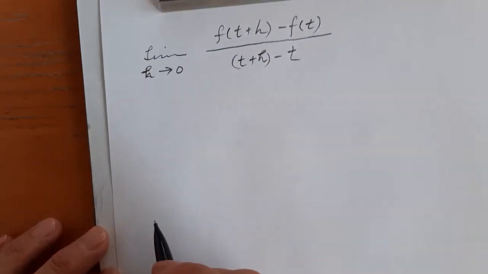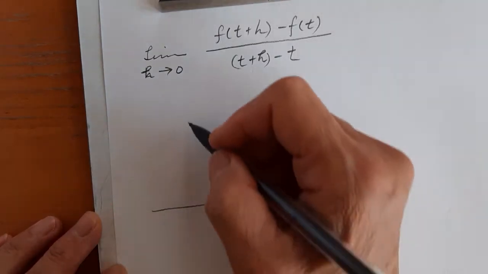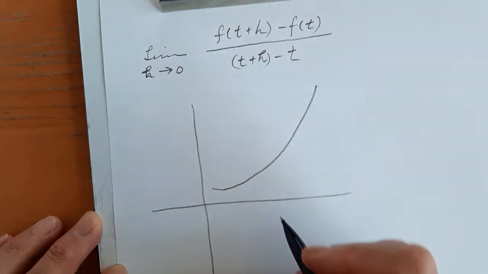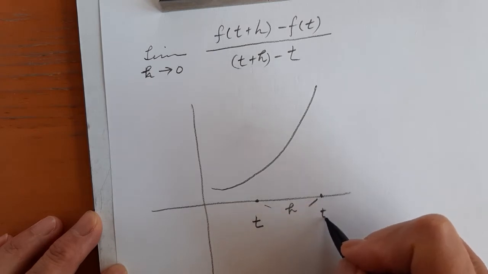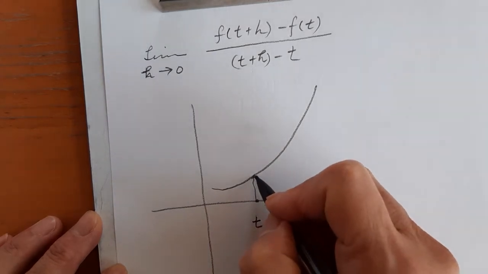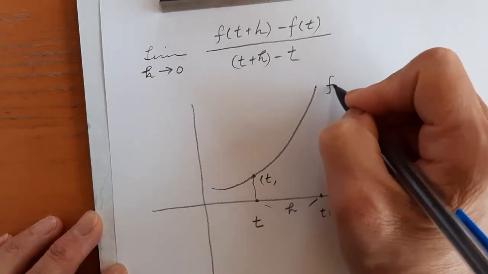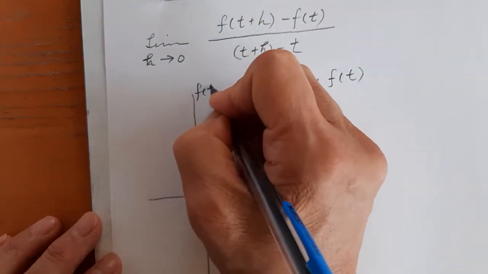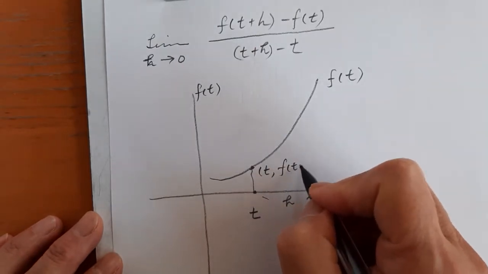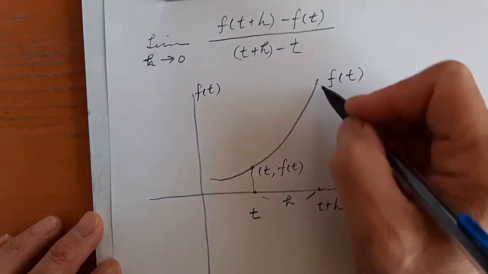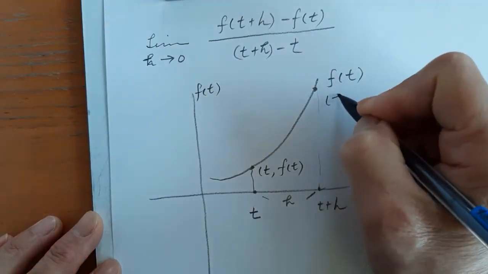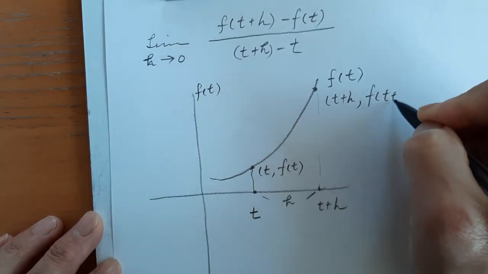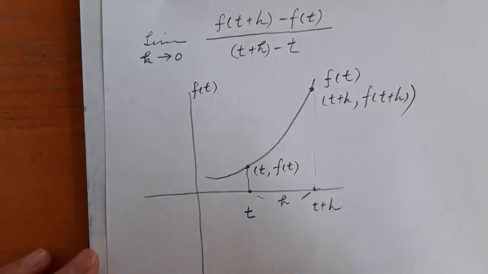It's just like the slope formula. If there's a curve like this, and t is here, this is the distance and this is h, so this point is t plus h. And over here, this point is t. This is the function f, f of t. And t plus h is over here, the point f of t plus h. And then the secant line.